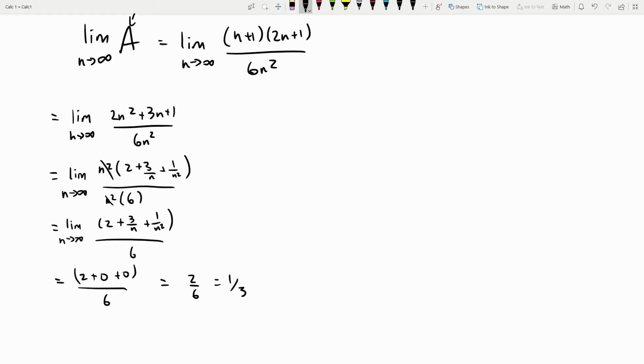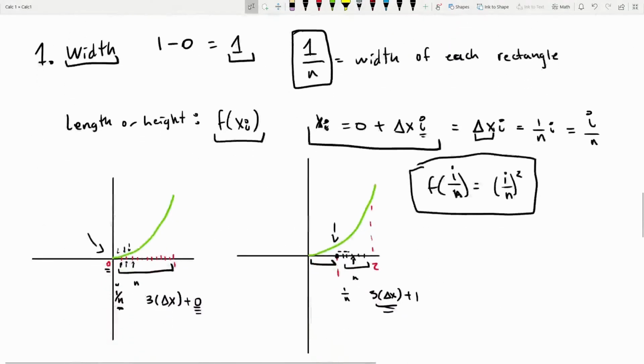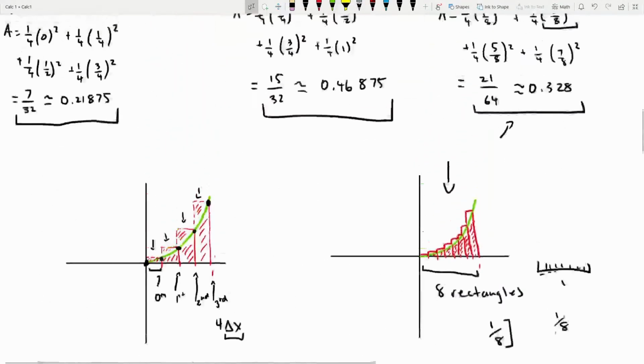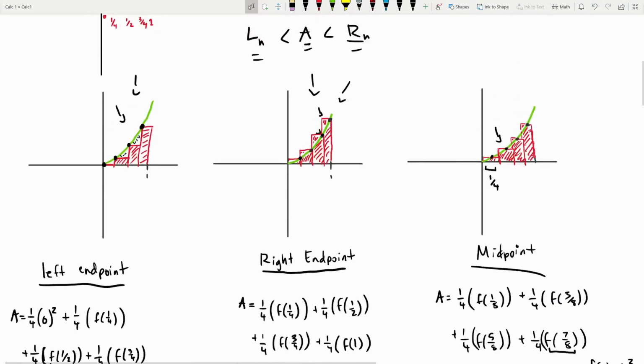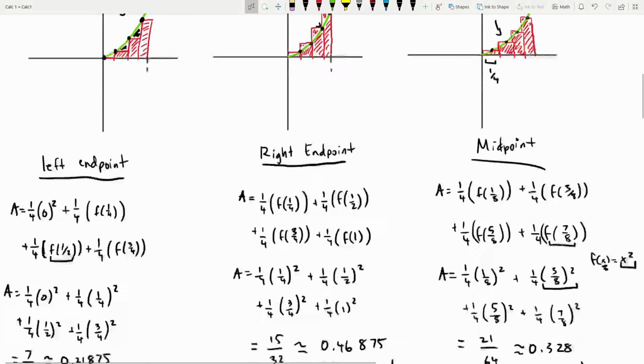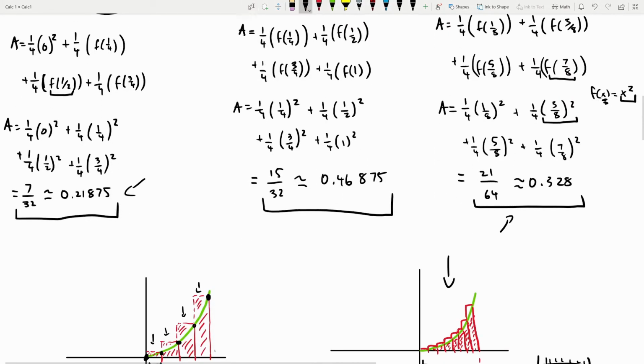So there we go. We have computed this limit as n gets really, really large, and we can see that the total area that we would get is 1/3. If we go back to our calculations, it's exactly like we predicted. Using the left endpoint method, we get an underestimation because we are missing these little areas in here. So we get an underestimation, which is right here.